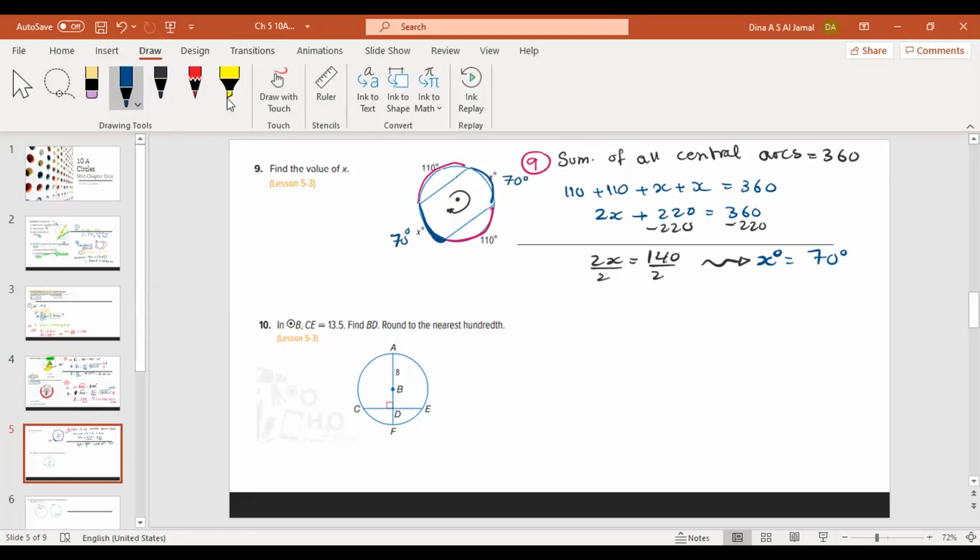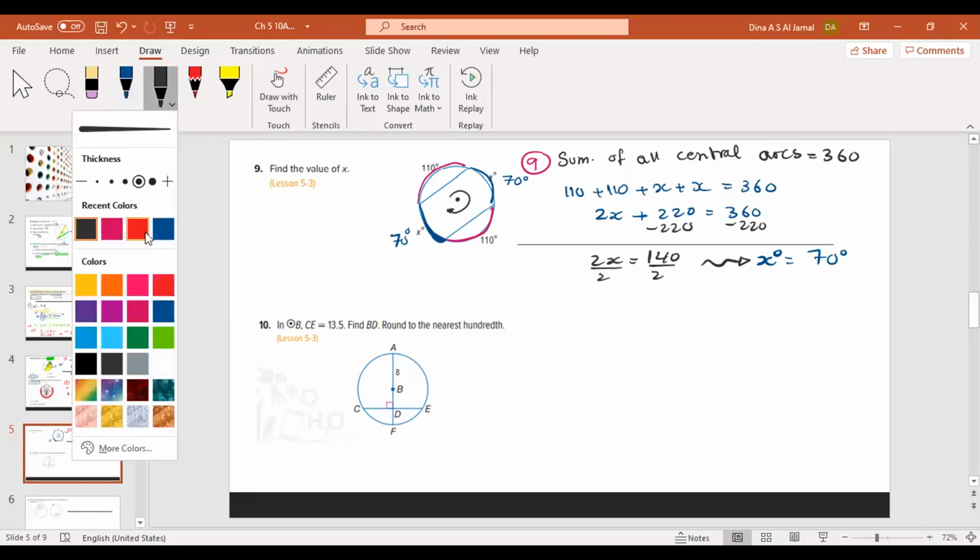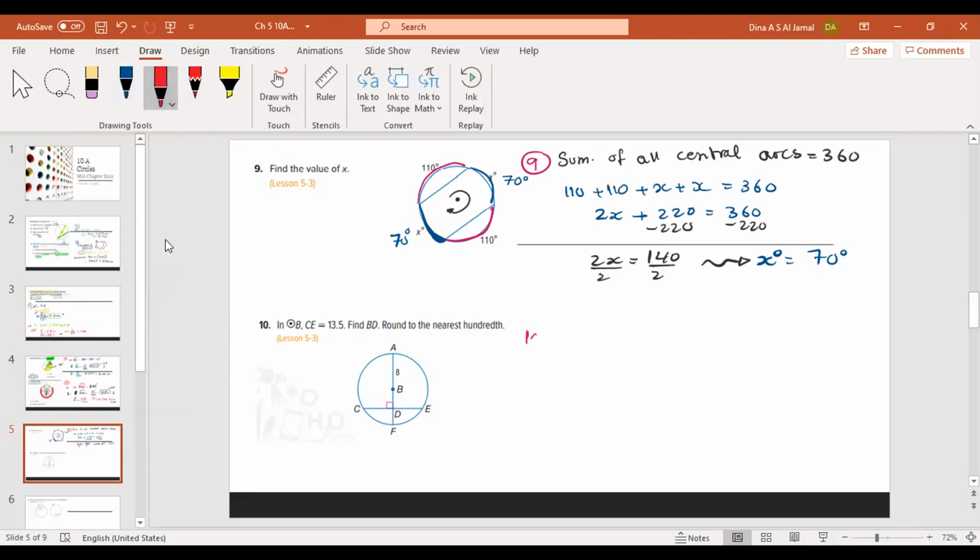That's it. Now let's go to question 10, which is again related to lesson 3. So he gave you a circle. The center of this circle is B. He gave you the measurement of the chord CE, which is 13.5. And he would like you to find this small segment BD, and to round to the nearest hundredth.